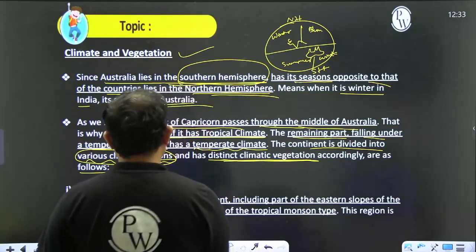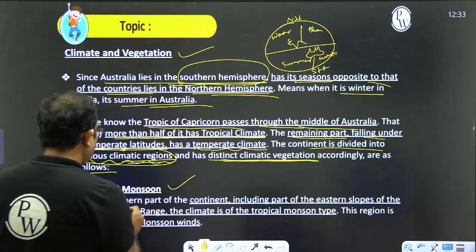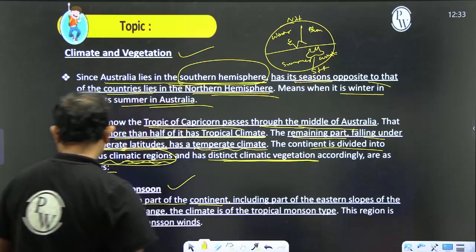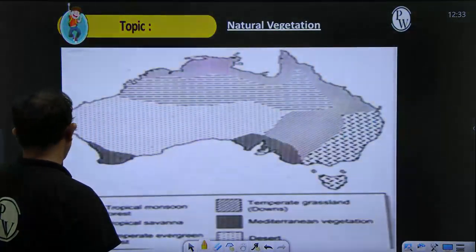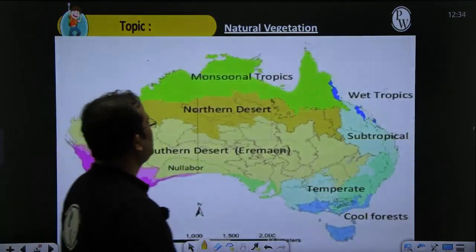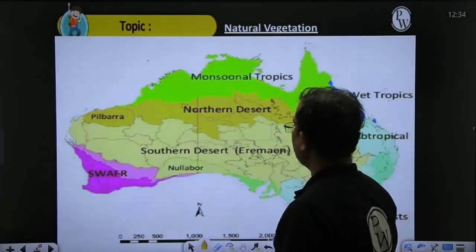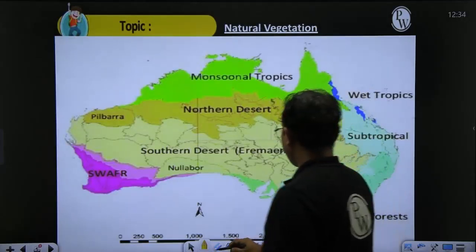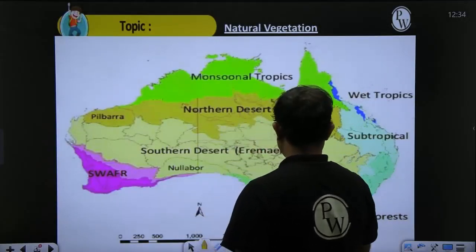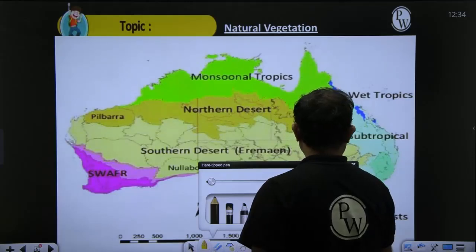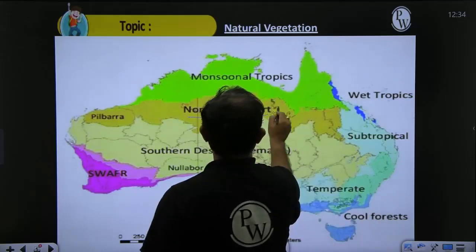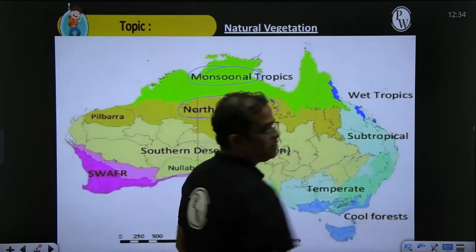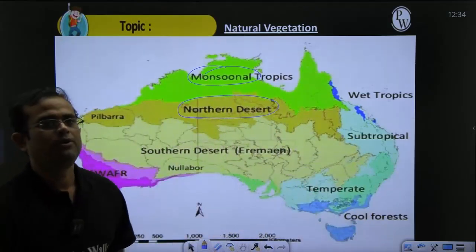It is tropical monsoon in the northern part of the continent. If you see here, this is the natural vegetation. Just see the northern desert. This is the monsoonal climate, that is the area of Darwin. Again, open the map, I will show here.